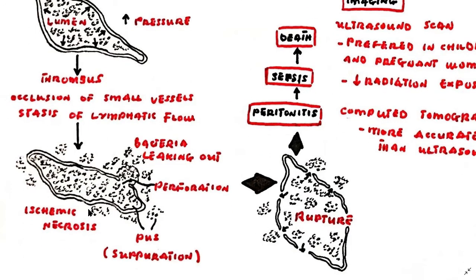At this point, spontaneous recovery rarely occurs. As the occlusion of blood vessels progresses, the appendix becomes ischemic and necrotic. As bacteria begin to leak out of the dying walls, pus forms within and around the appendix, and this is called suppuration. The end result is rupture of the appendix, causing peritonitis, which may lead to sepsis and eventually death.